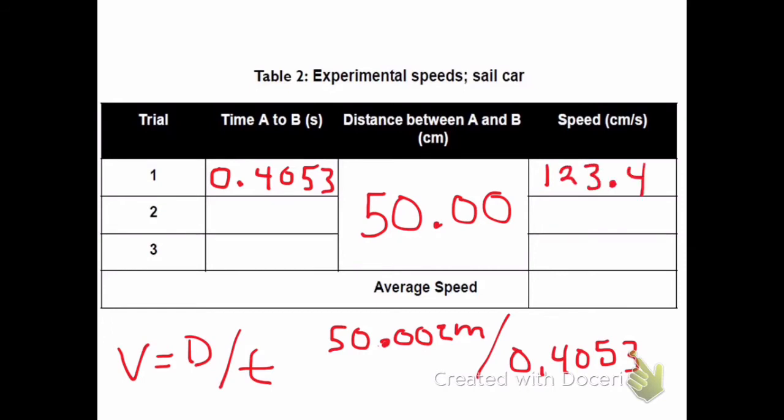123.4. Before I move to the next part, let me just mention this 50 centimeters. We're using that as our distance between A and B, because you can't calculate the instantaneous speed because of that popsicle stick on the sail car. It prevents you from using the 1 centimeter flag for any of your distances, so we just have to take the average speed between the two photo gates.